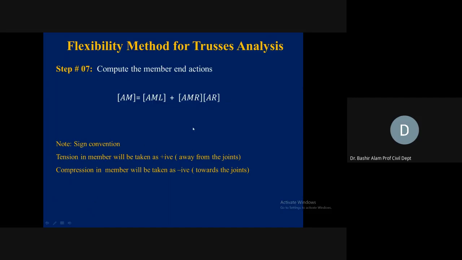The sign convention which we will be following in this method: tension in a member will be taken positive. And how do we show the tension? When the forces are acting away from the joint. Compression in members will be taken negative. And how do we show it? When the forces are acting towards the joint, that will be the sign of compression, and it will be taken as negative.